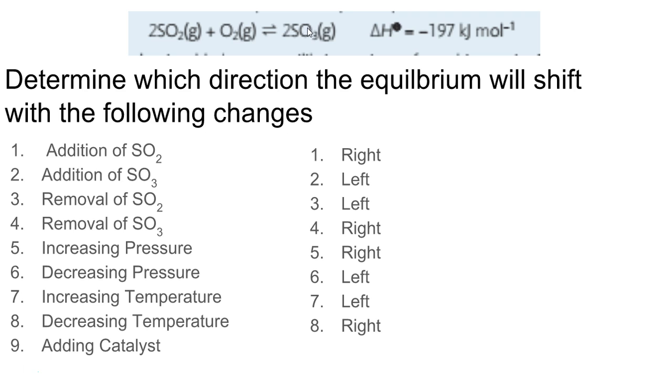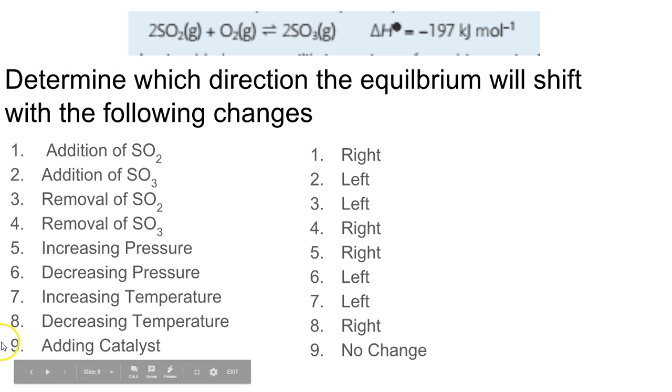And lastly, if we add a catalyst, there's no change, no shift in equilibrium. It's going to happen faster. It's going to occur quicker, but there's going to be total, overall, no change.